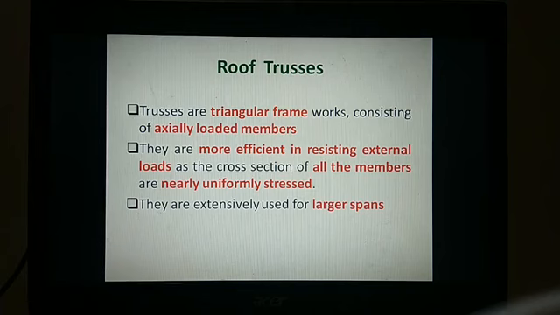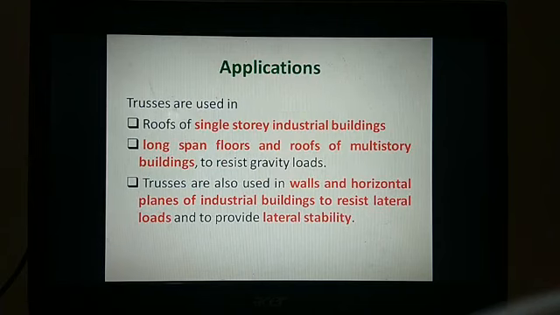Coming to the applications of roof trusses. Here the trusses are used for single-story industrial buildings, and even for long-span floors and for the roofs of multi-storied buildings also.